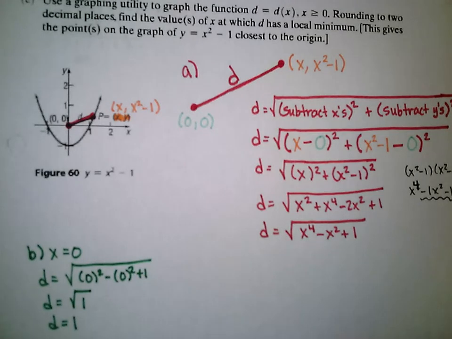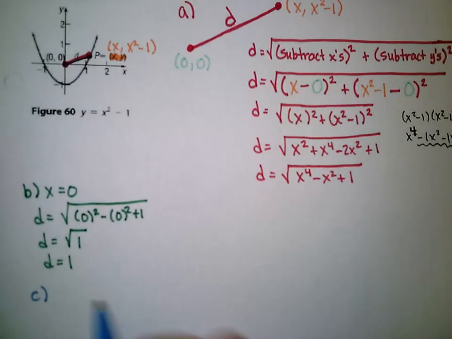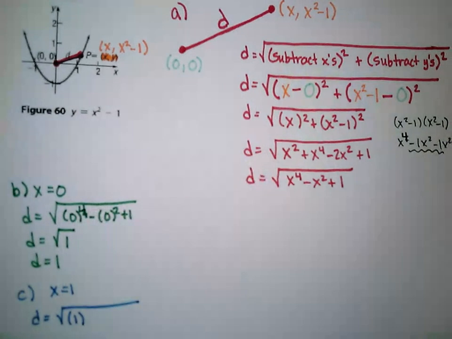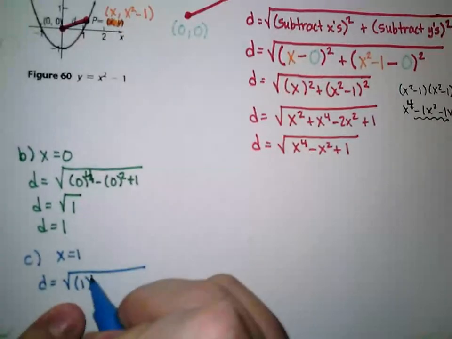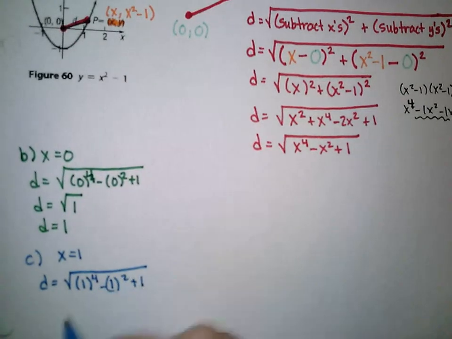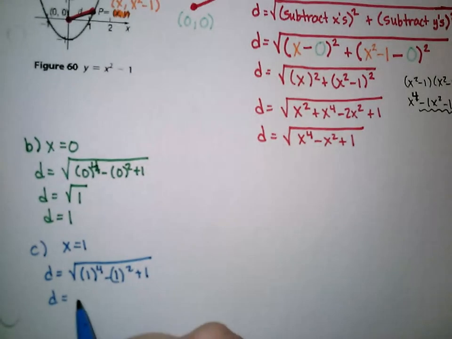Part C, what is the distance if x equals 1? So that will be square root of 1. Oh, shoot, you guys, that was to the fourth power. Good thing that didn't change anything. You got to keep track of me. So 1 to the fourth minus 1 squared plus 1. So that is 1 minus 1 plus 1. That's actually also 1.